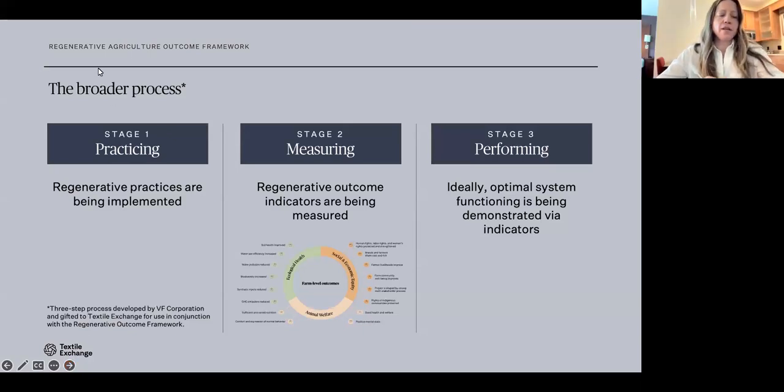Great, thank you. And just as referenced, we recommend that this regenerative agriculture outcome framework is used in context as part of a broader process, of course. And fortunately, VF Corporation, in partnership with Peer Strategies, has been developing this broader process, along with using the regenerative outcome framework as part of this process. And so they've generously gifted us this process to be able to use and recommend alongside the specific regenerative outcome framework, which is really falling in stage two, measuring. So as you can see here, the recommendation is for these three stages: practicing, then measuring, and then looking at optimal system function and how the system is performing.